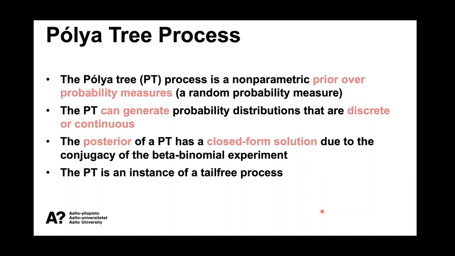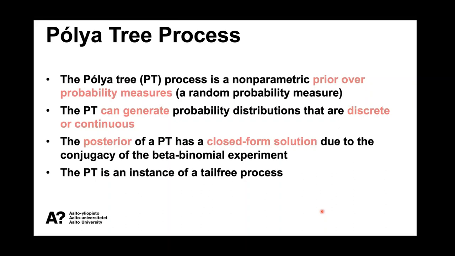So before I continue, a very short introduction to Pólya tree processes, because I'm not expecting that many people are familiar with this. The Pólya tree process is also a Bayesian nonparametric prior, but while the Gaussian process is a prior over functions, this process is a prior over probability functions, so over functions that integrate to one. Very special functions in a way. What is interesting about this process is that it can generate probability distributions that are either discrete or continuous. Most processes can only generate continuous distributions or only discrete distributions.